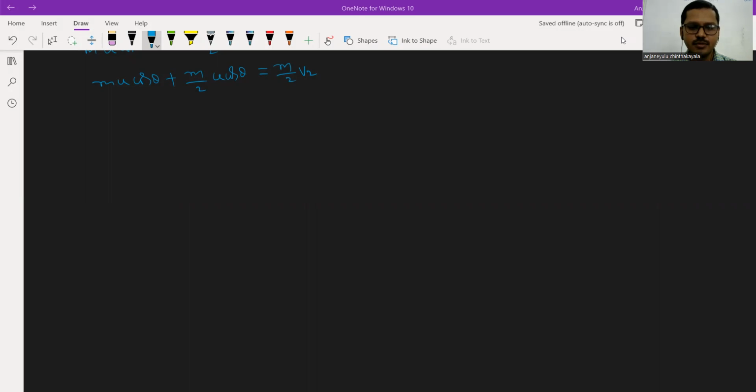Next application in Newton's laws of motion: pulleys. I'm explaining now how to calculate the tension and the acceleration of the two blocks. This one.